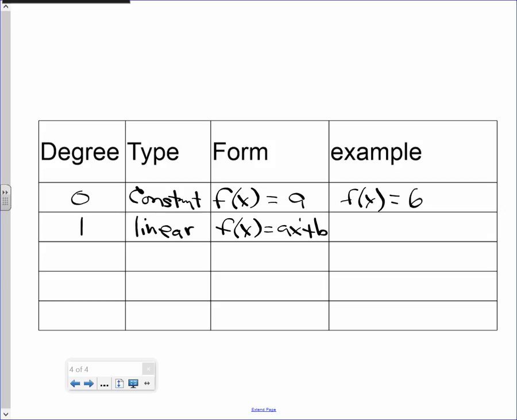So let me give you an example. f of x equals, I'm gonna write it in mx plus b form. Fuentes, what's your favorite number? 4x plus 3. Notice how x is raised to the first power, therefore that function's linear.